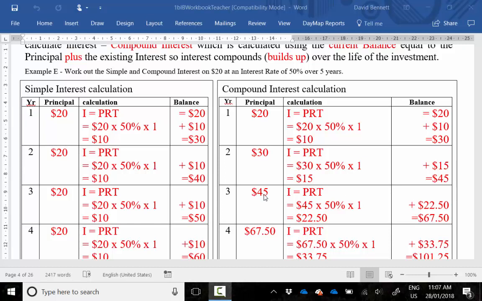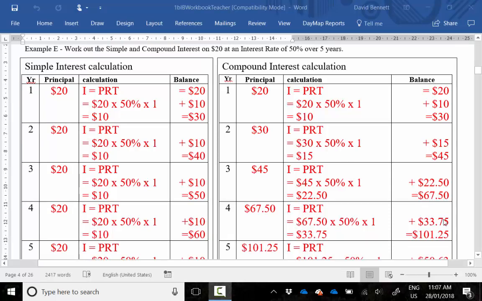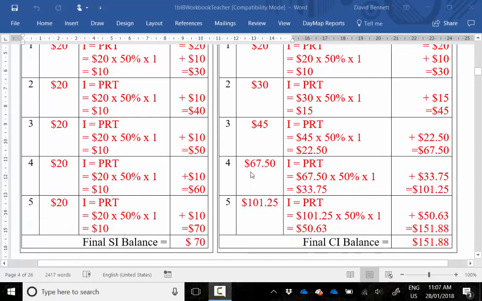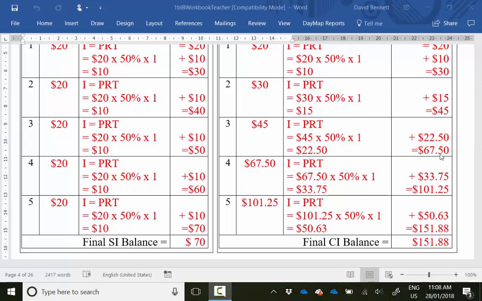Now our new principal is going to be $45. Half of that is $22.50. Add that onto the $45, gives you $67.50. And then we work out our new principal on $67.50. 50% of that's going to be $33.75. Add that onto your $67.50, gives you $101.25, and you keep that process going.